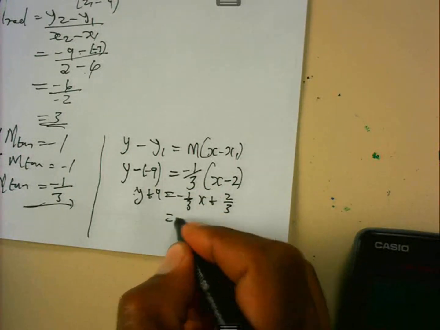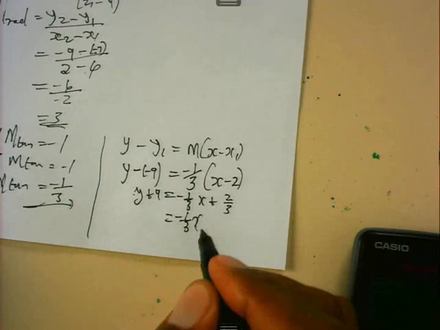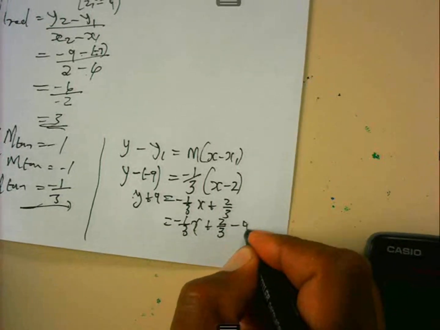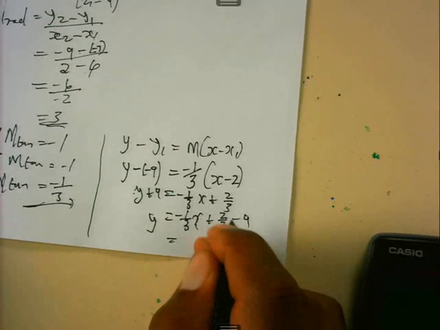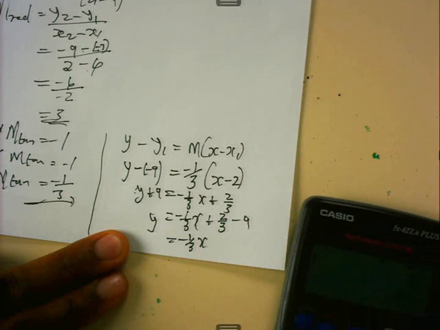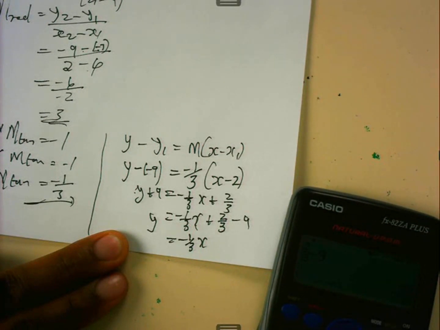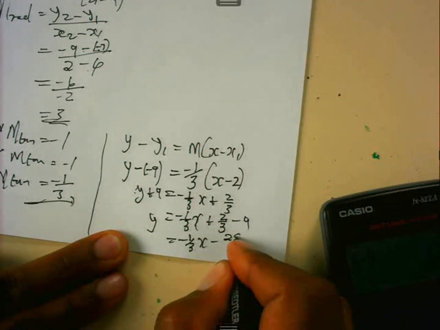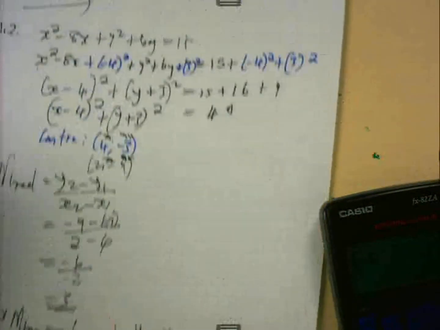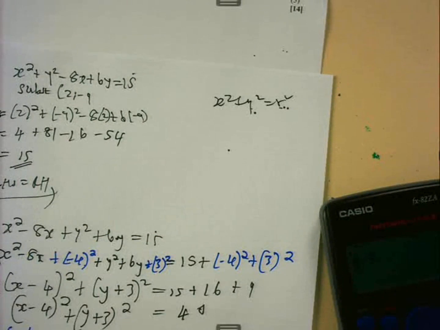Of course, this side is 1 plus 9. Now we have 1 divided by 3 x, now plus 2 over 3 minus 9, then it is equal to y. Therefore, the final answer there is 1 over 3 x, now we take 2 over 3 minus 9, and then the answer is minus 25 divided by 3, which is the equation of the tangent at the point 2 and minus 9.